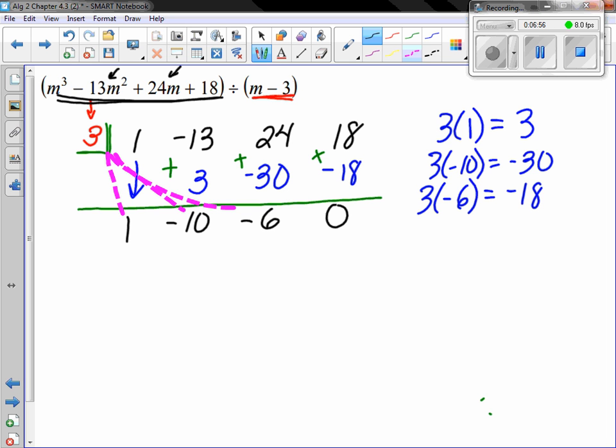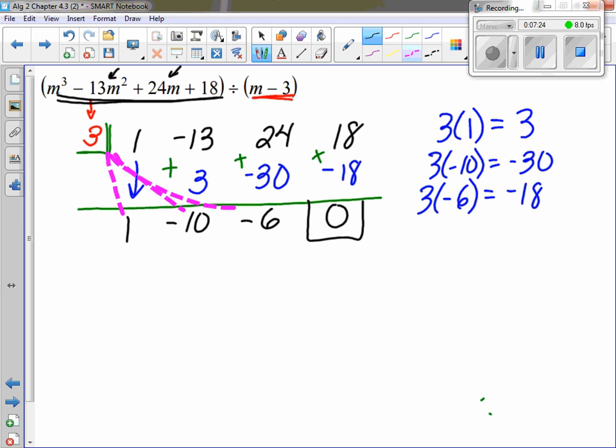So, we're done. That's it. We are finished with the dividing process of synthetic division. That's all you have to do. Now, we're going to get to the answer. Box the last number under the line.